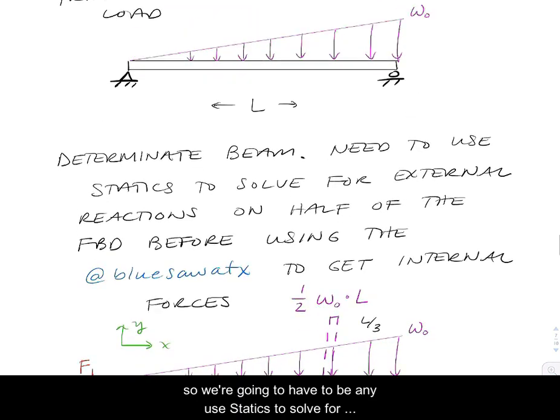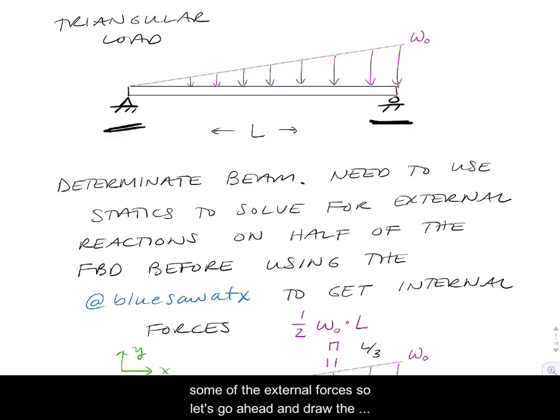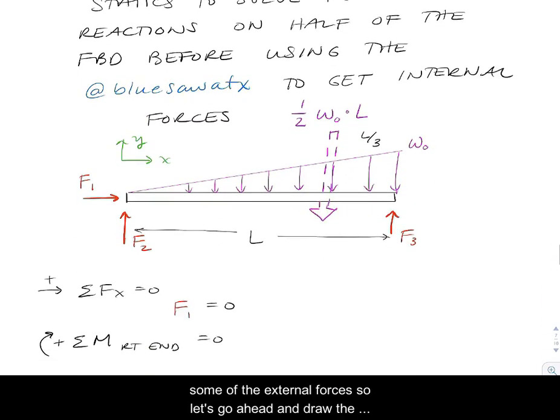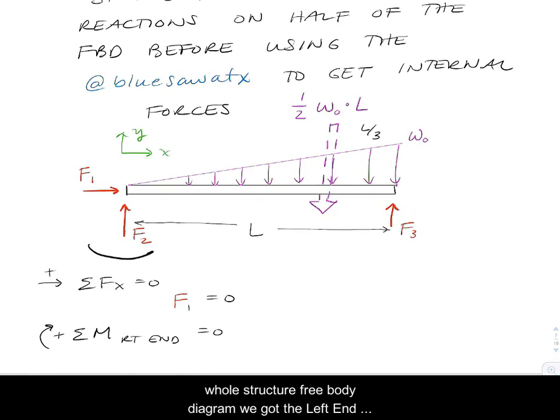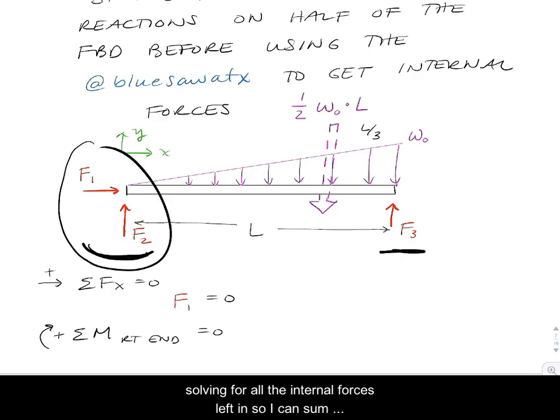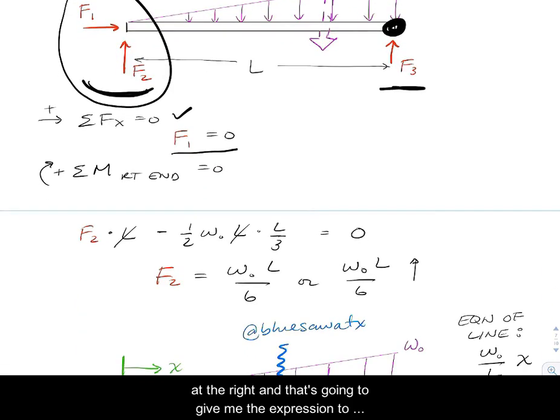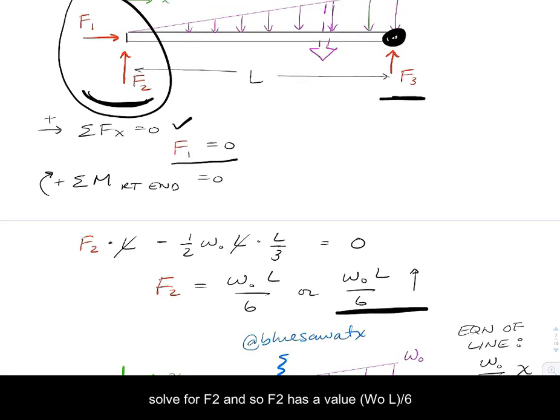So we're going to have to again use statics to solve for some of the external forces. Let's go ahead and draw the whole structure free body diagram. We've got the left end a pin, we've got a roller at the right end. This time I'm going to end up solving for all the internal forces at the left end, so I can sum forces in the x direction. That gives me that F1 is equal to 0, rather trivial. I've also got the ability to spin a moment at the right end. That's going to give me the expression to solve for F2. And so F2 has a value W naught L over 6.